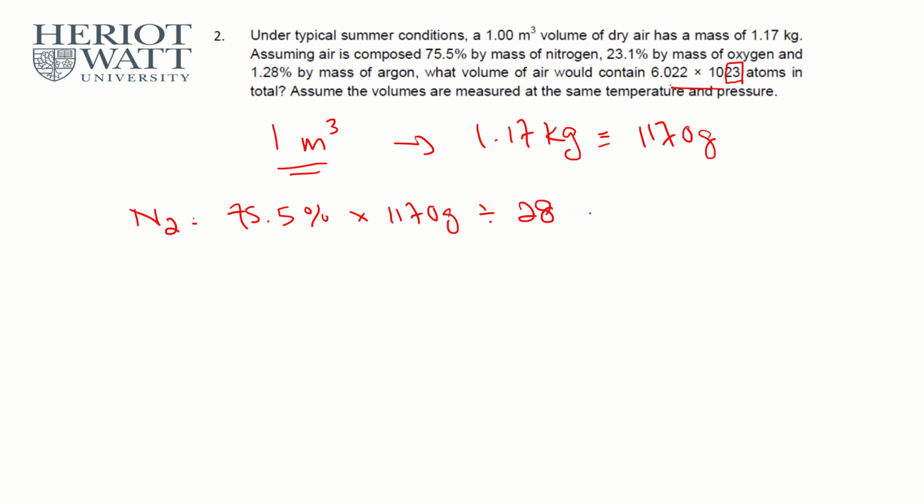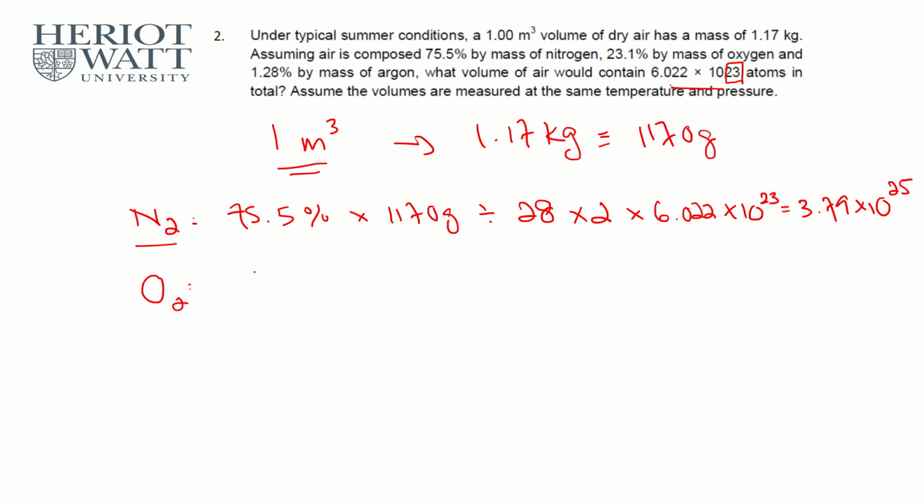And because they're looking for atoms, you need to times 2, because one molecule of nitrogen has 2 atoms. So the mole times 2, you get a total mole of atoms. And then times Avogadro constant, you will get the total number of atoms for nitrogen in 1 meter cubic, which is 3.79 times 10 to the power of 25.